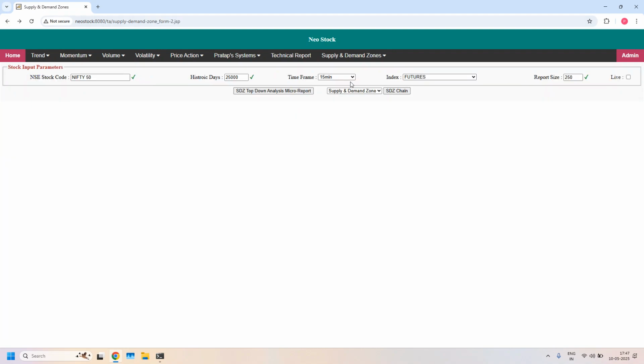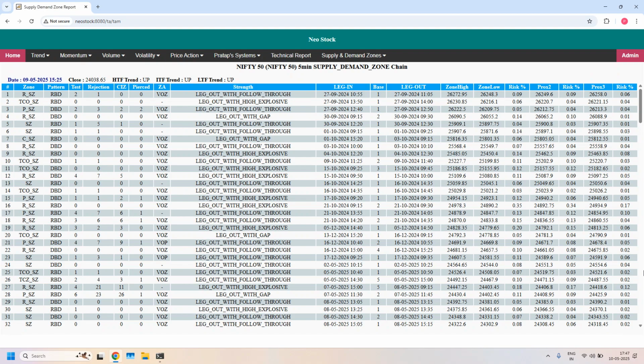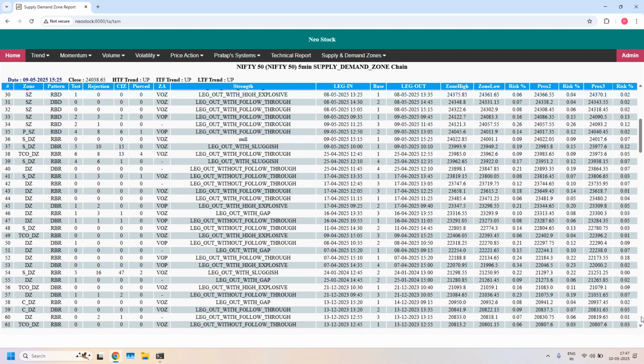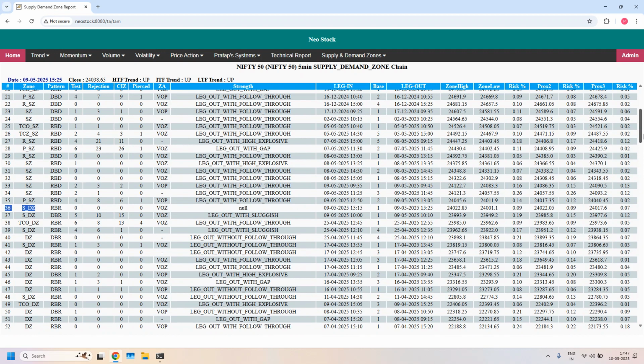Next, generating 5 minutes supply demand zone chain for Nifty. All are supply zones. I am scrolling the list down. So here the nearest demand zone to the current closing price is serial number 36. So I will keep this in the middle of the screen. So this is about Nifty supply demand zone chain.